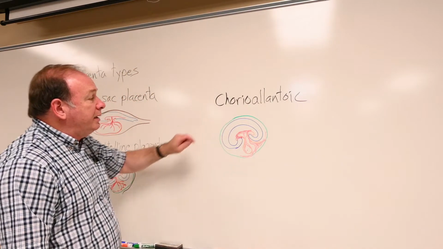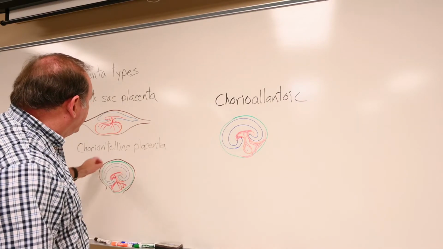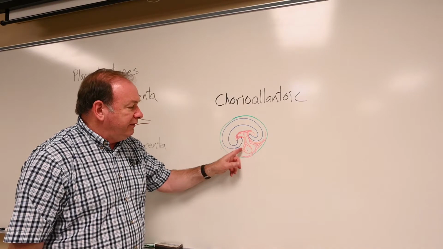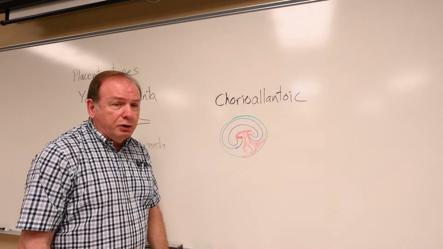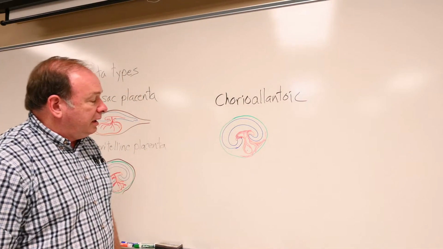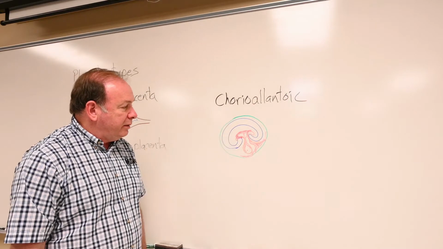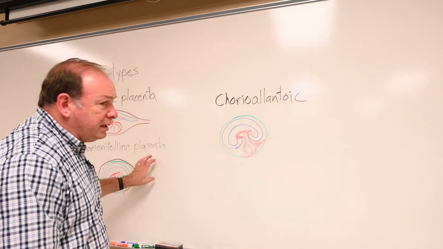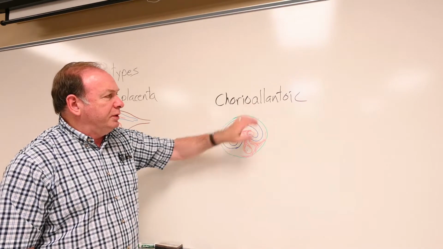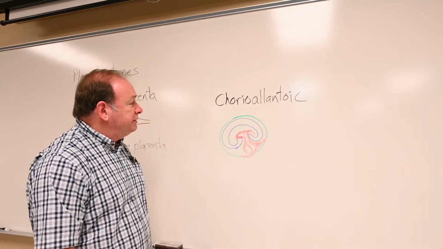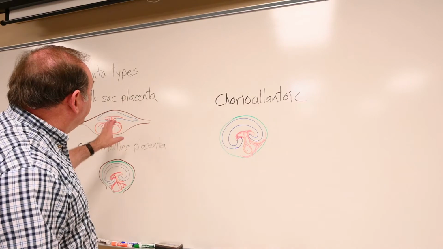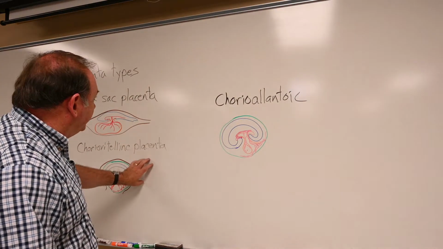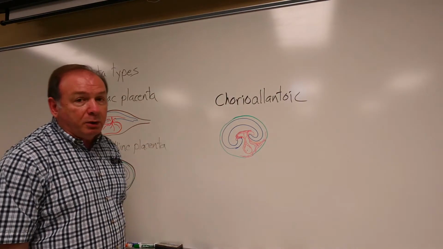So chorioallantoic placenta here, and we saw choriovitelline placenta in the marsupials, where the vitelline vessels came out to the chorion to be the primary nutrient gathering vessels. So a different kind of placenta between the marsupials and the true placentals, the chorioallantoic type placenta. So those are our three placental types: yolk sac placenta, choriovitelline placenta, and chorioallantoic placenta.